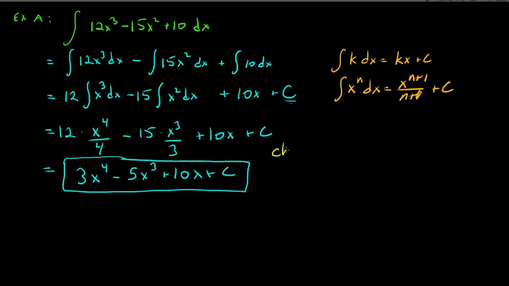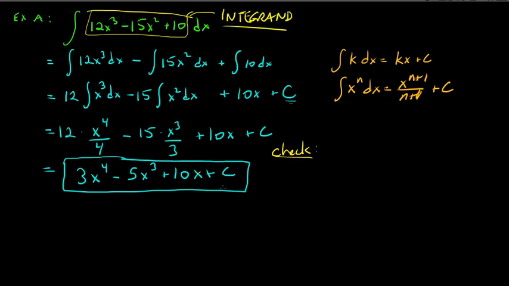And of course, I want to emphasize that you can always check. How do you check? Well, if this is our antiderivative, if I take the derivative of this, I should get this here. This, by the way, the thing that you're taking the integral of, is sometimes called the integrand. It's the thing you're integrating, the integrand. So if I take the derivative of this, I should get the integrand, right? And so let's take the derivative. And we can do that quickly, right?